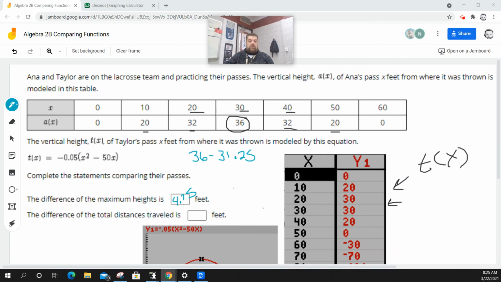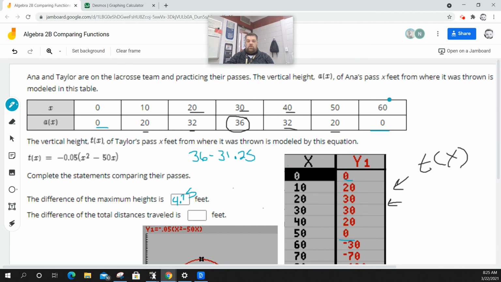And then the second question is the difference in the total distance traveled is, let's see here. This one goes from 0 to 50. So now we're looking at the zeros, right? This is the total distance that they traveled. This is where it launches, and this is where it lands. So this one goes from 0 to 0. This one does 60 feet.